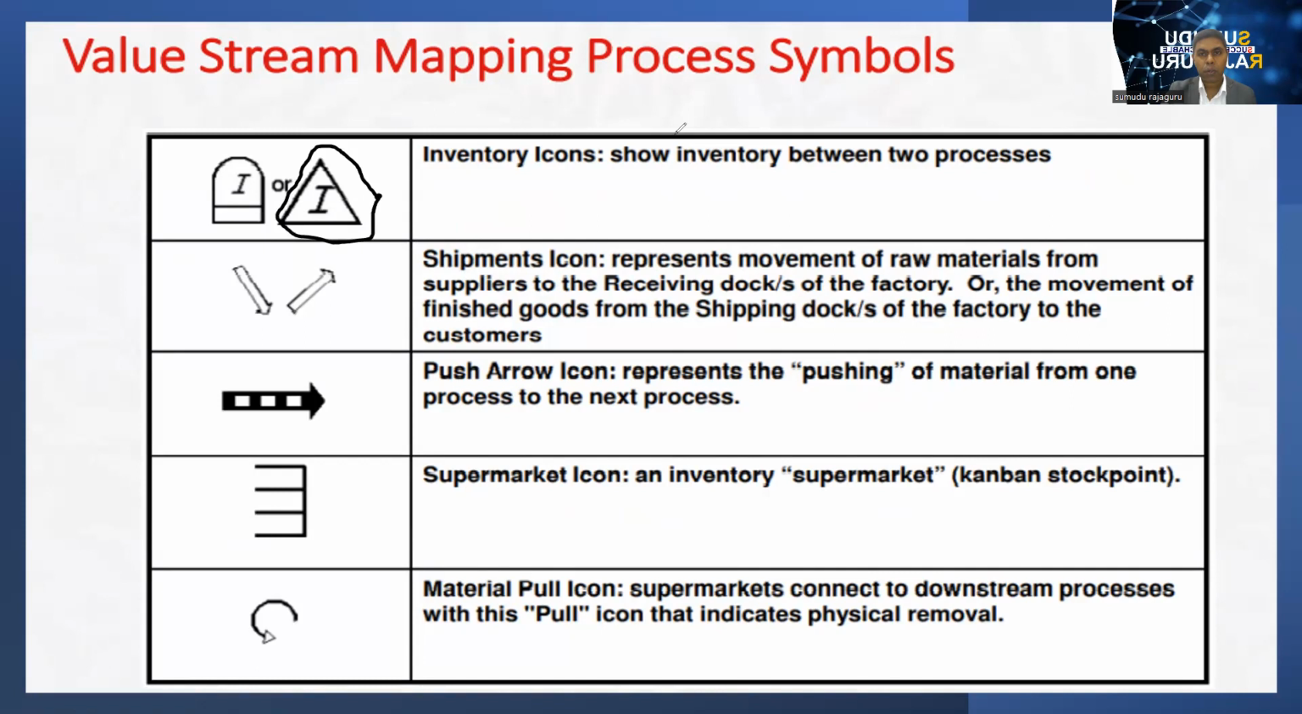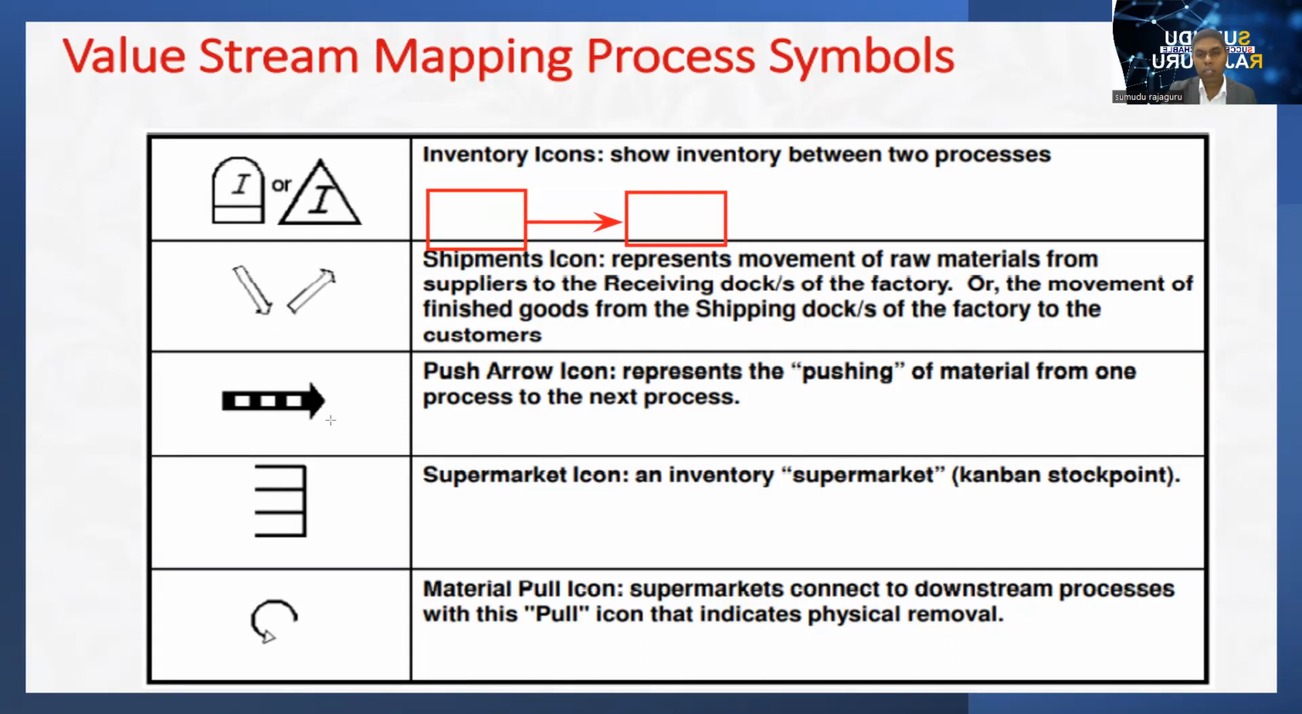Okay. So the next item is the shipment icon. Shipment icon means when we draw a process flow icon, this is one process flow icon, and this is another process flow icon. We have to connect them, moving from this process icon to this one. Then we can use this kind of arrow. This is called the shipment icon.